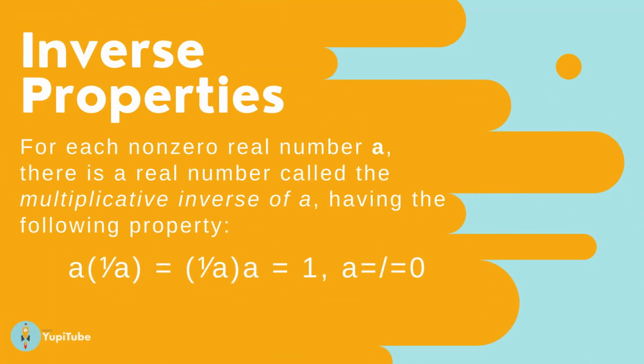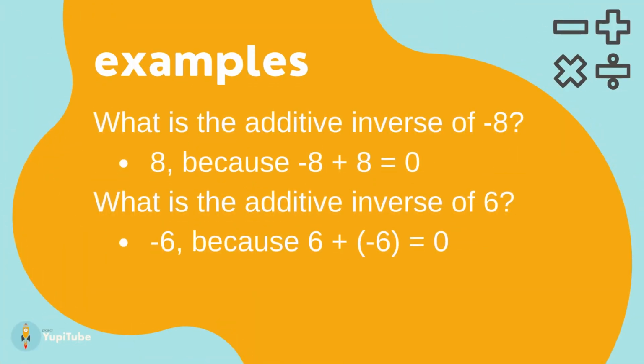For each non-zero real number A, there is a real number called the multiplicative inverse of A, having the following property: A times (1 over A) is equal to 1 over A times A, which is equal to 1, where A is not equal to 0. For example, what is the additive inverse of negative 8? It is 8 because negative 8 plus 8 is equal to 0.